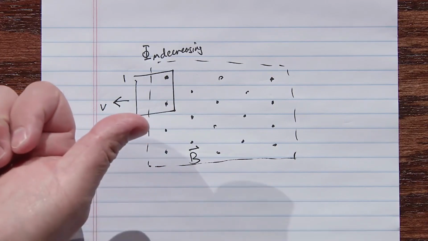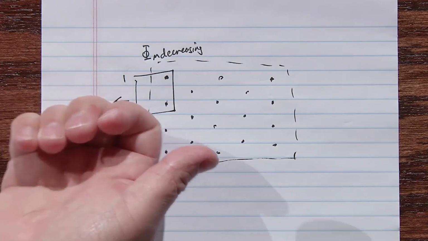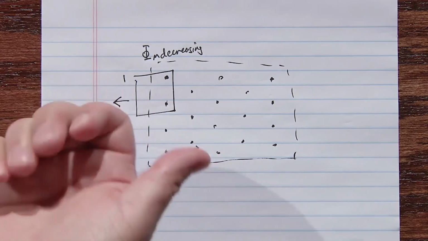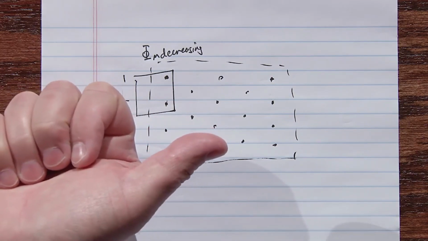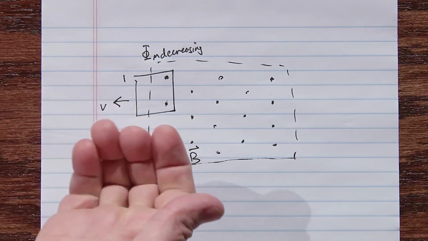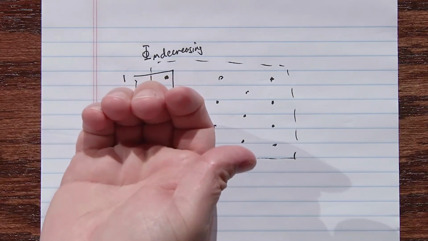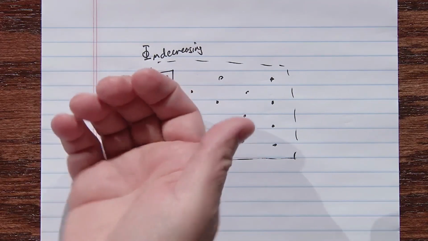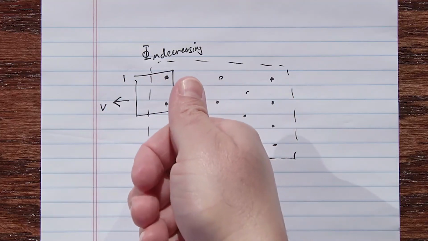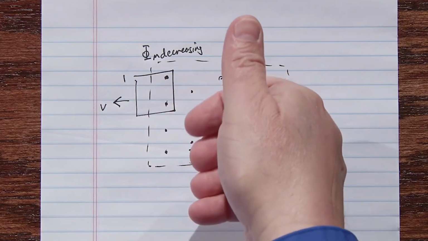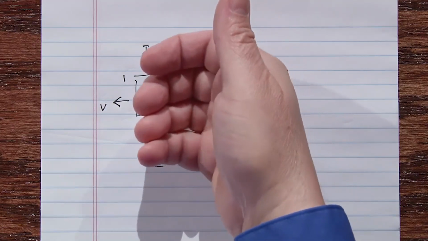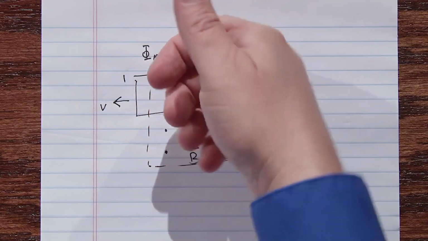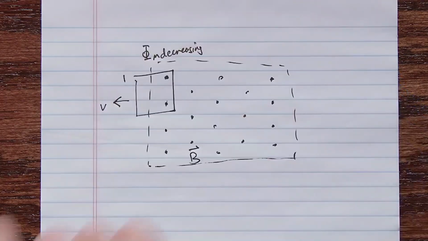If I imagine grabbing this bottom wire, and I put my thumb to the right to represent a current in the bottom wire to the right, then my fingers will curl out of the page. Same thing if I grab the right wire with my thumb to the top, my fingers, as they curl around the wire, will curl out of the page in the middle. Same thing on the top.